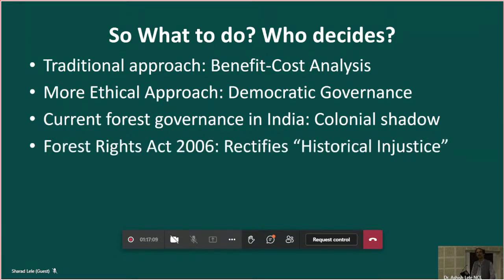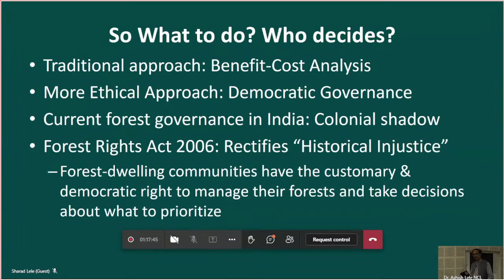But the Forest Rights Act of 2006 is a really landmark piece of legislation, because for the first time it acknowledges that under colonial rule, our forest-dwelling communities faced a historical injustice: the injustice of seeing their right over the forest land being taken away, the right to both use forests and also the right to manage their own forests in their own way. And these rights were taken away by the colonial governments and unfortunately not restored by the independent Indian government of 1947 till the 2006 Act was passed. Under this Act, forest dwelling communities have the right to make these decisions as a customary and democratic right.